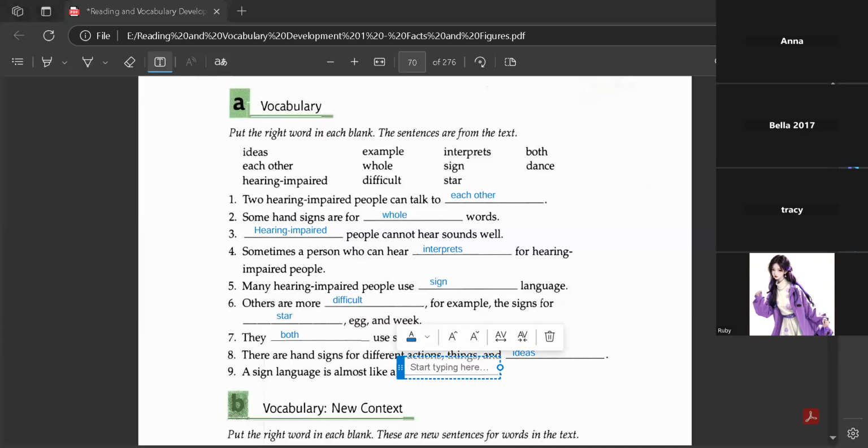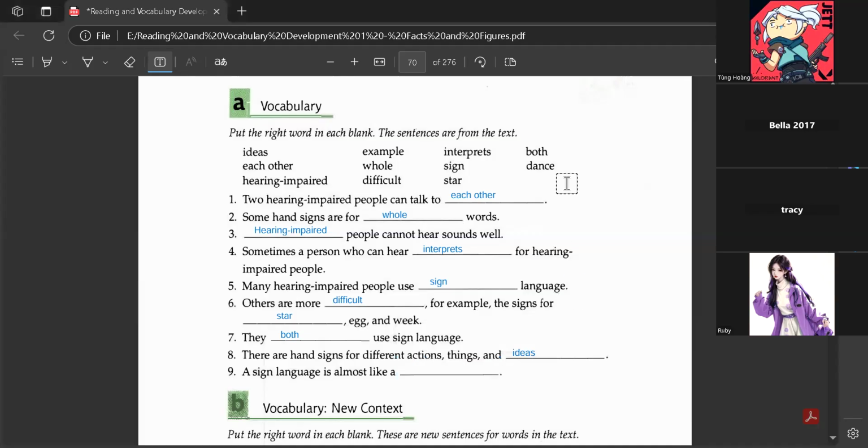So, interpret. No, we already used interprets. Even though sign language is almost like a... it's hard to find. Okay, we just got one left, at the end. It can start with a D. Yep, very nice. It should be dance.